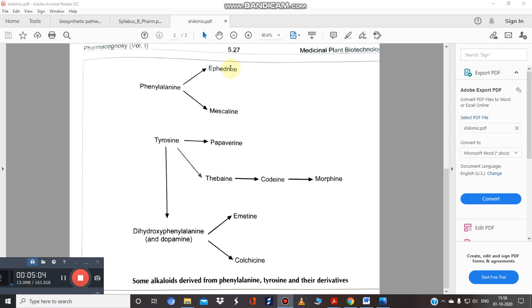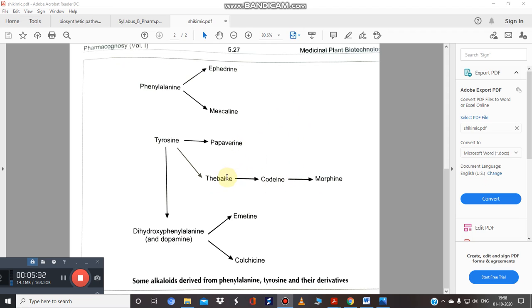Ephedrine is producing. So this particular figure shows the production of the secondary metabolite by using different amino acids. So ephedrine is produced by which amino acid? Phenylalanine. And you can see here tyrosine, which is produced again by the shikimic acid pathway. It will produce papaverine, which is again an alkaloid.